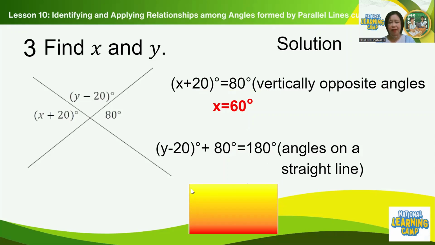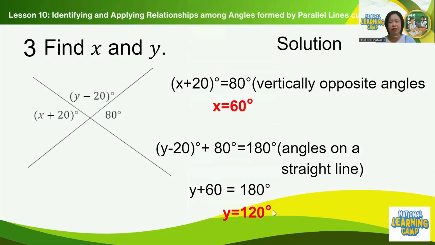Next, y minus 20 degrees plus 80 degrees is equal to 180 degrees. Angles on a straight line. Our answer is y is equal to 120 degrees. So you will subtract 60 from 180 degrees. So therefore, the answer is y equals 120 degrees.